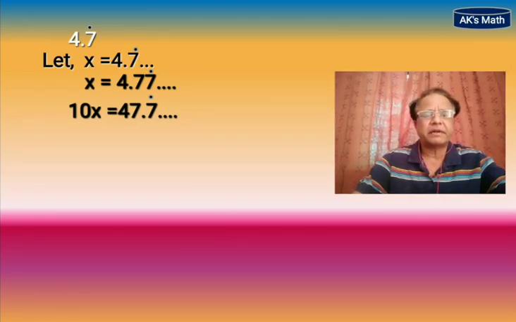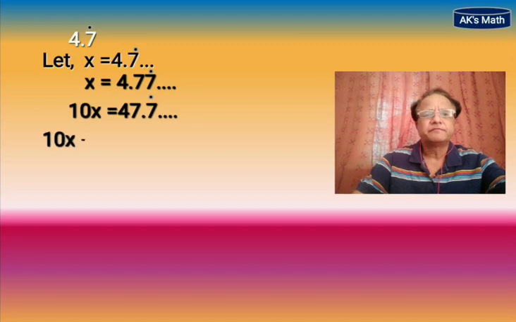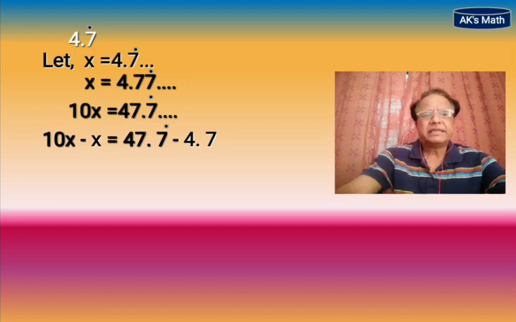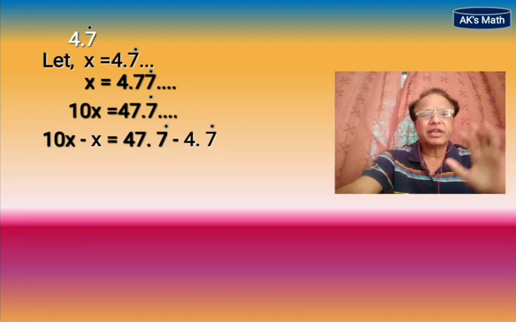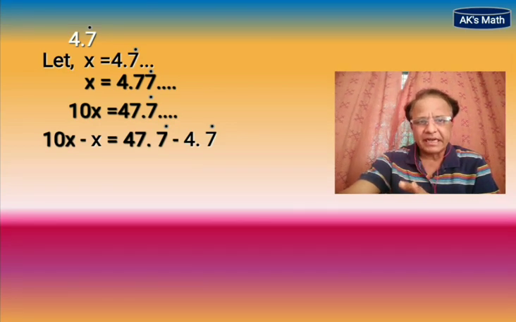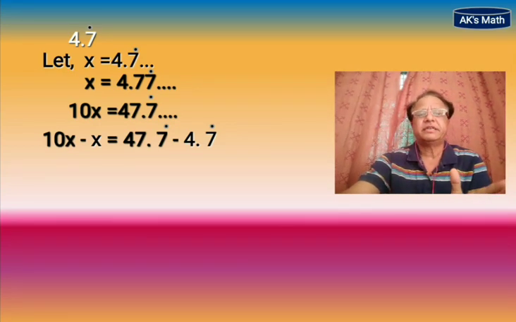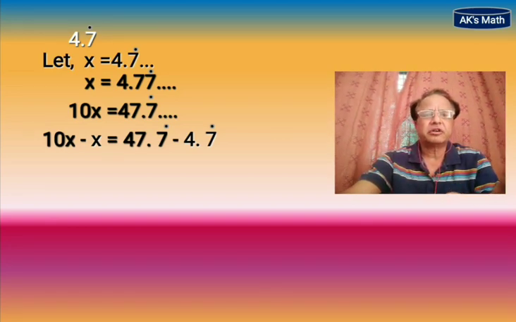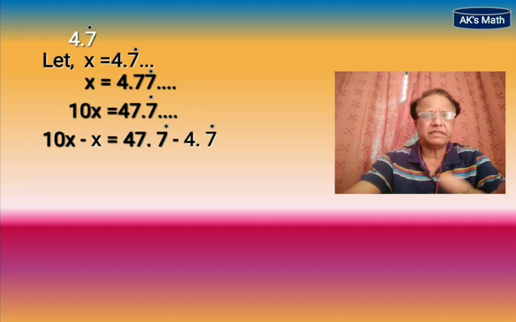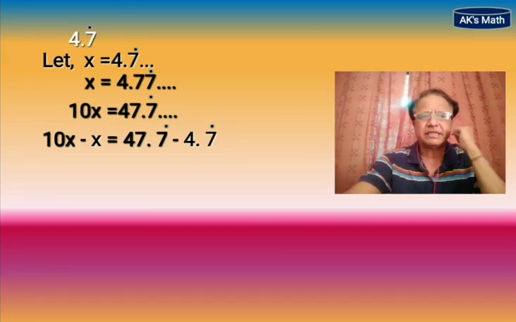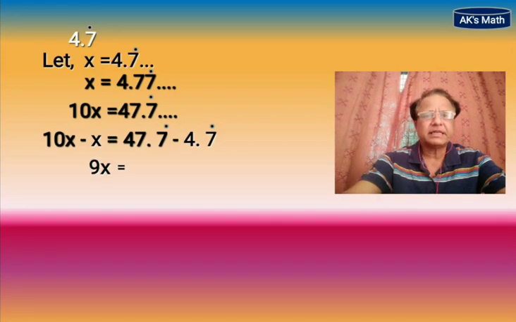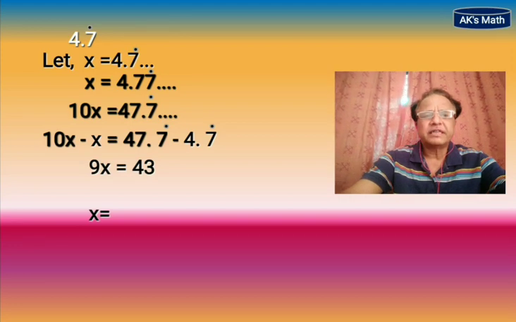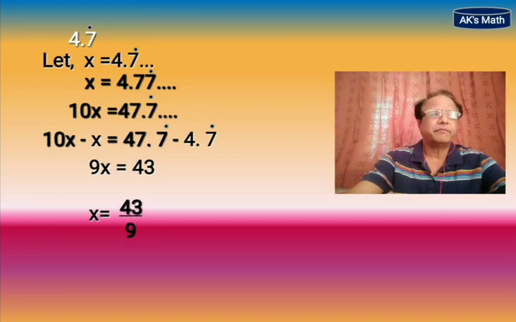Now the decimal is shifted after the 7, which was before the 7 in the second line. So now take the subtraction between the second line and fourth line. So 10x minus x is equal to 47.7 dot minus 4.7 dot. Now as I said, the part after the point goes in front and the part before the point goes behind. So 0.7 dot minus 0.7 dot both get cancelled. 47 minus 4. What is the answer of 47 minus 4? Look at the screen. 9x is equal to 43. So x is equal to 43 by 9. So these are very simple examples.